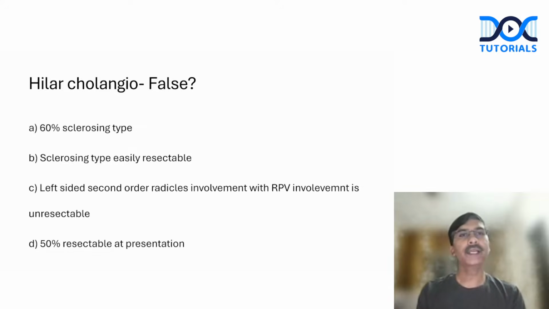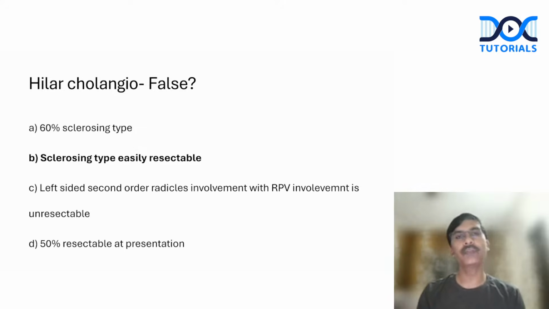The next one is hilar cholangiocarcinoma. Which among the following is false? 60% of hilar cholangiocarcinomas are sclerosing types. Sclerosing types are easily resectable. Left-sided second-order biliary radical involvement with right portal vein involvement is unresectable. And 50% are resectable at presentation. So sclerosing type, though very common, is not easily resectable.